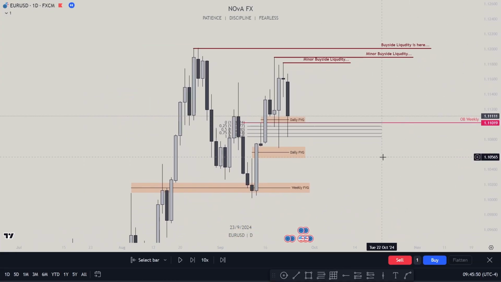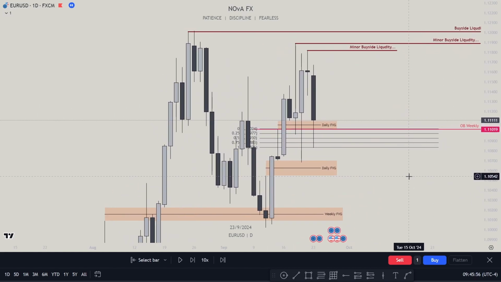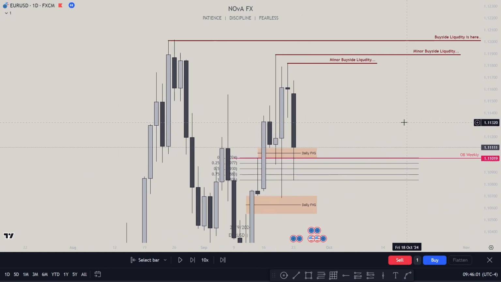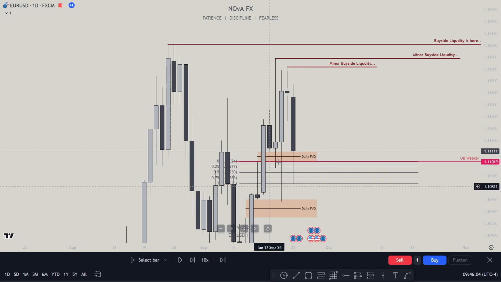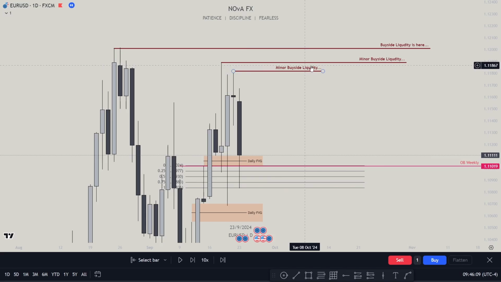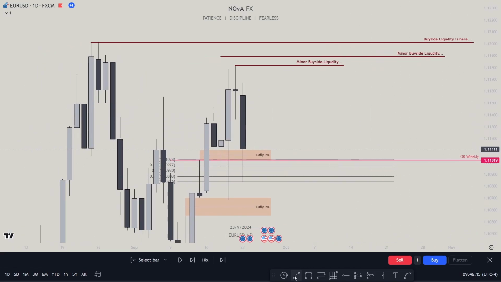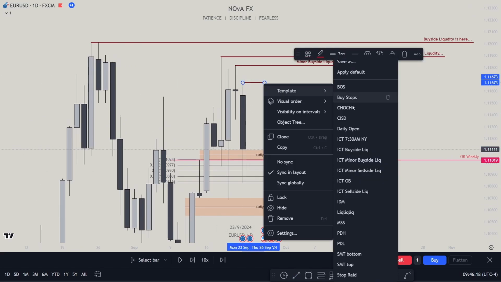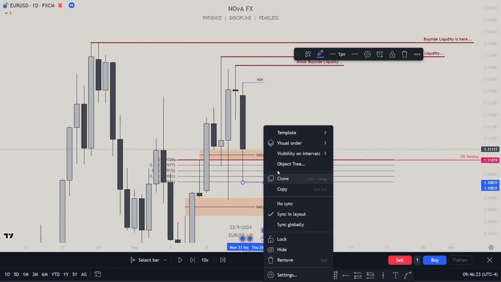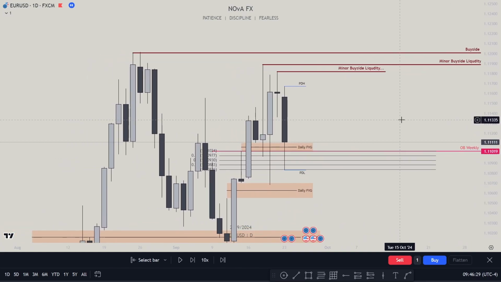So we're in the daily frame now, and we have to mark the daily PD arrays. For example, here is a daily fair value gap, here is also a daily fair value gap, and we can see how these fair value gaps are respecting the price. Then we mark out the buy side liquidity here, and also the main thing is you have to mark out the previous day high and previous day low. So these are our important liquidity levels.